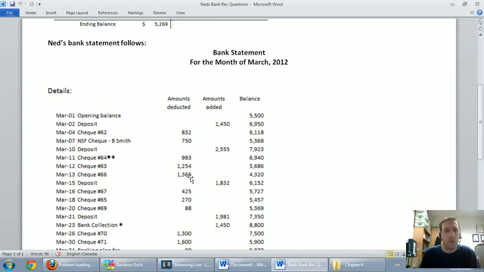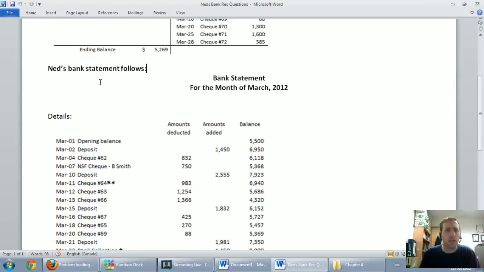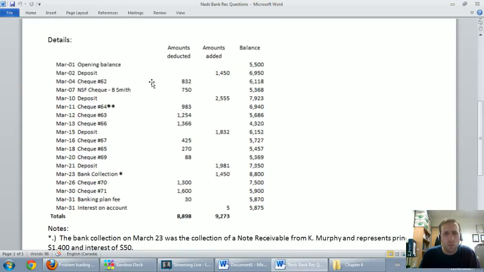Now continuing on down the page, Ned's bank statement follows, bank statement for the month of March. And reading through here, there's just some deposits and some withdrawals, some checks going in and out, money going in and out of the bank statement. And at the bottom, they say amounts deducted, amounts added.